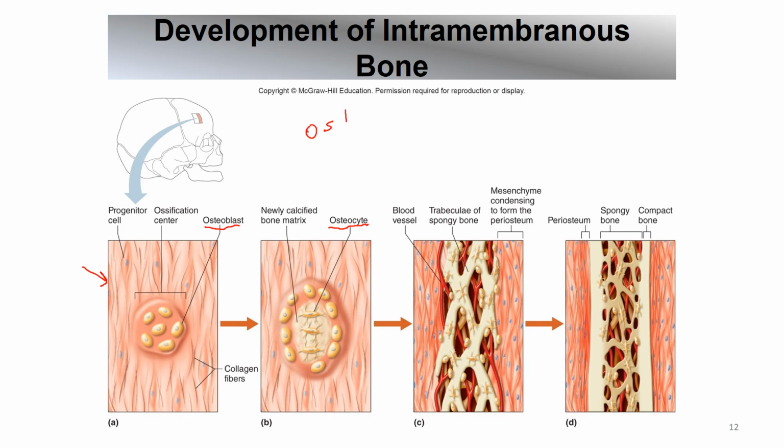So the important thing is osteoblasts, these build bone, make bone, and they're also making collagen fibers. Then once they make the bone, these turn into osteocytes.